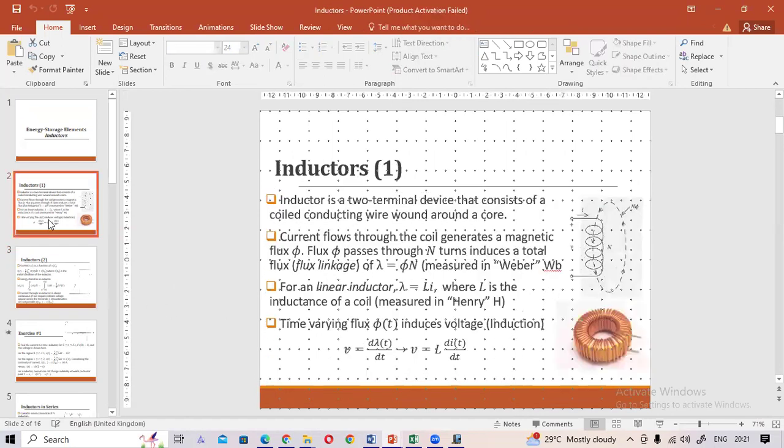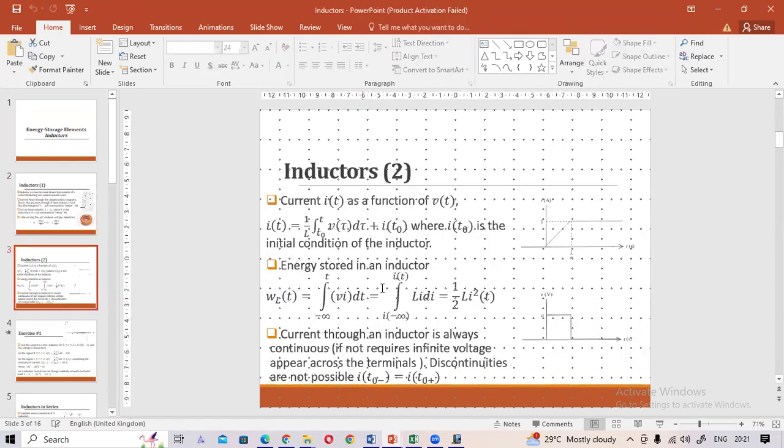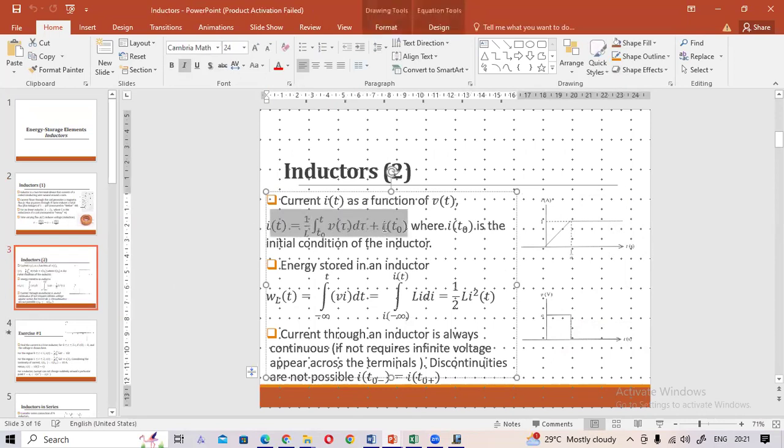And this is the voltage of the inductor. Okay, I have written it correctly. So that is correct. The equation I have for the inductor current is correct. 1 over L, like this.